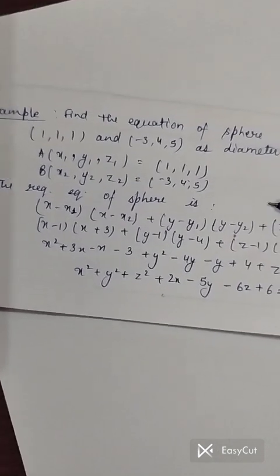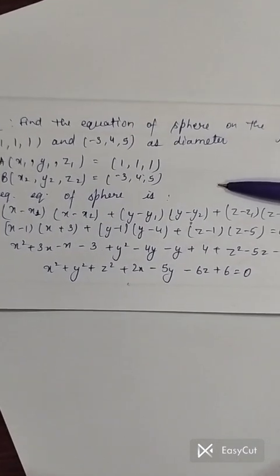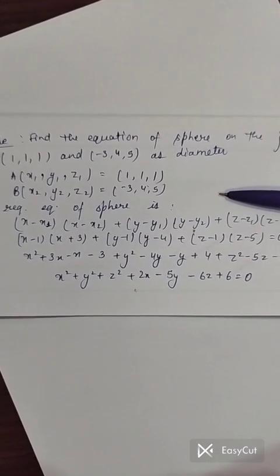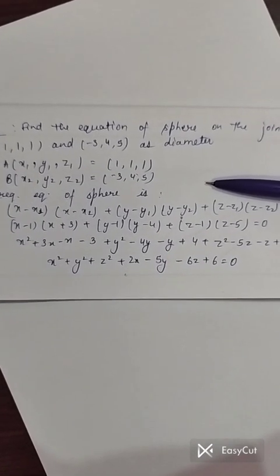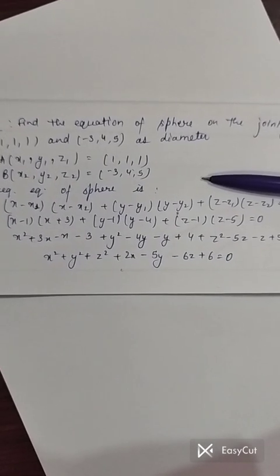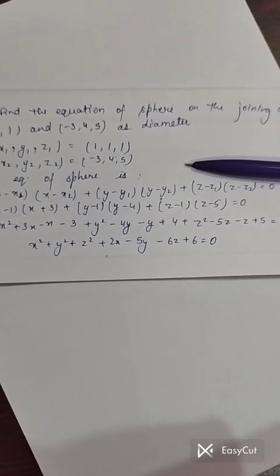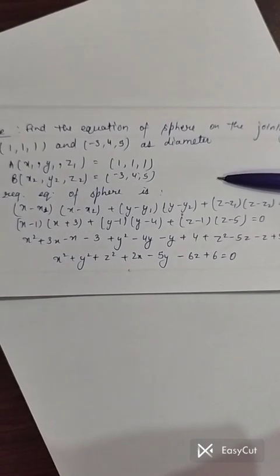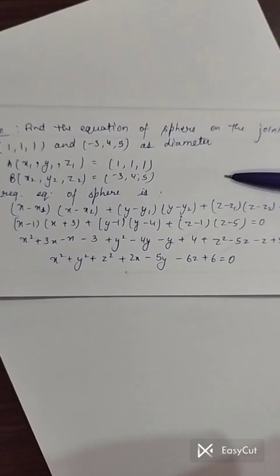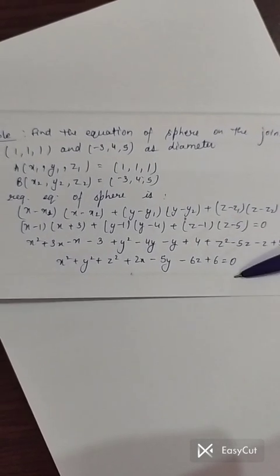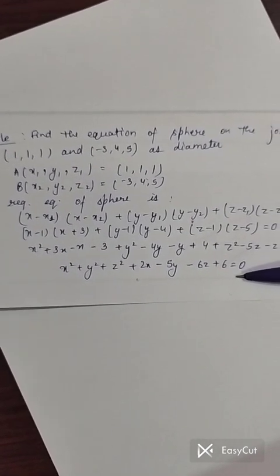Therefore the required equation of the sphere, as we saw in the previous section, the general form of equation of a sphere when the diameter is given, is x minus x1 into x minus x2 plus y minus y1 into y minus y2 plus z minus z1 into z minus z2 is equal to 0. So by putting the values of x1, y1, z1 and x2, y2, z2 respectively, we will get our final values and our equation will be formed, which will be our required equation of the sphere.